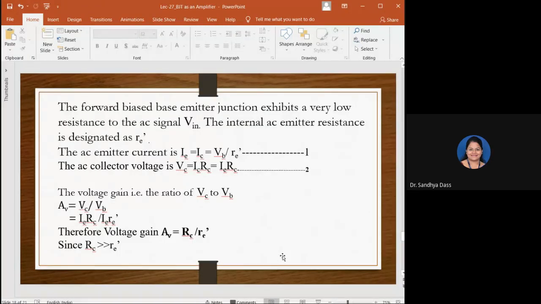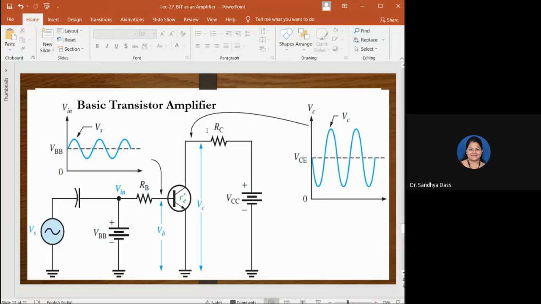So observe here. If we consider the internal resistance at the emitter base junction, given by RE dash, we know that when this junction is forward biased, there is free flow of charges, which means the resistance will be very low. So the input resistance will be very less. Taking that as the internal resistance at the emitter, RE dash.